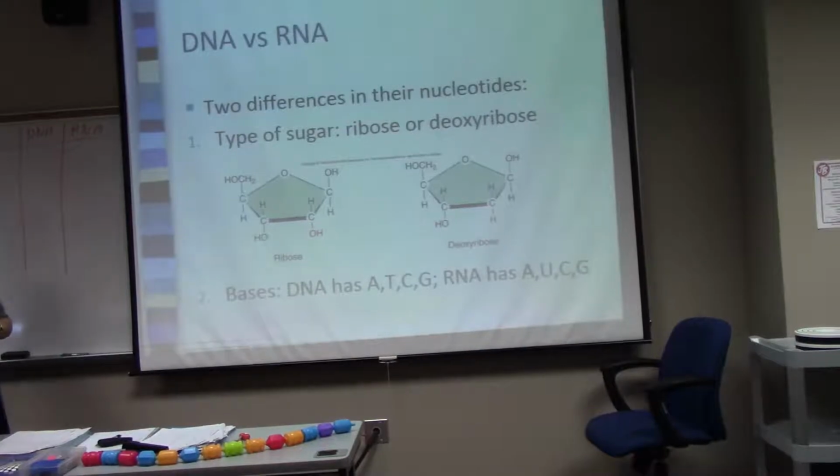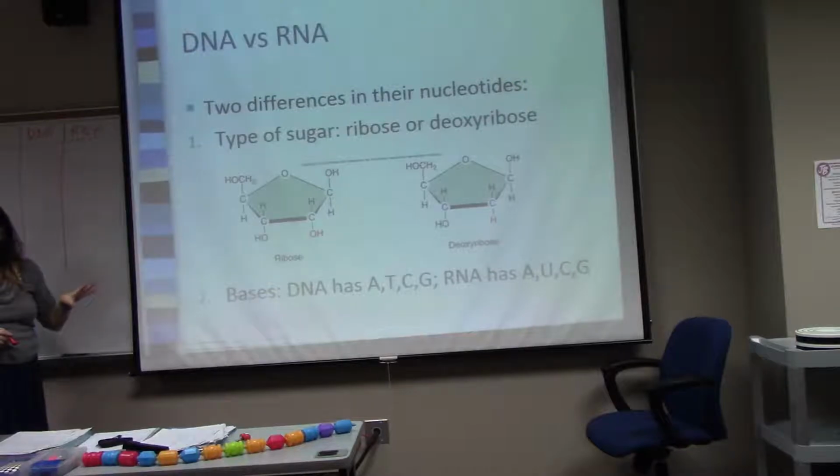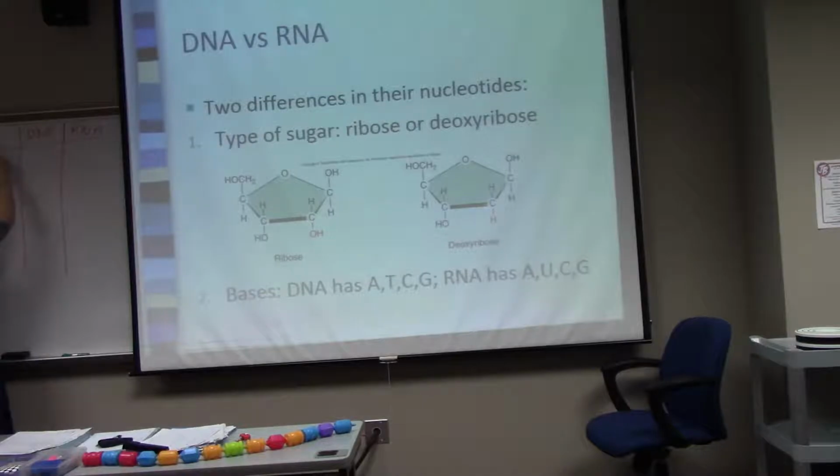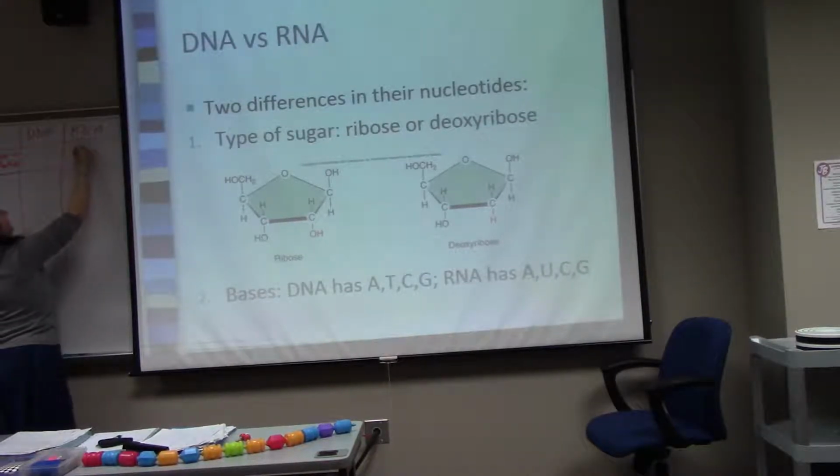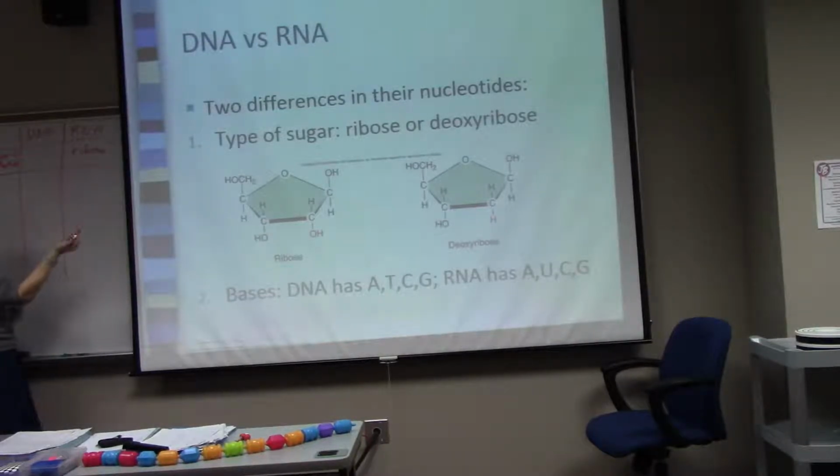They have a couple of differences in structure. The first two are actually differences in their nucleotides. The sugar found in the nucleotide determines the name. RNA has ribose, DNA has deoxyribose, and that's why it's RNA and DNA.